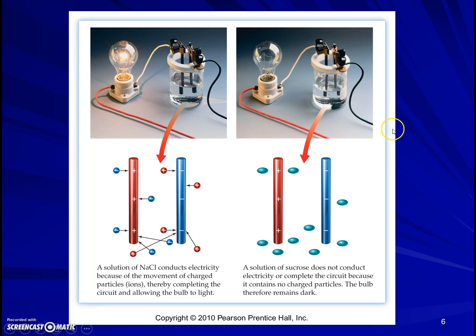Here's an example of what I mean. We've got a light bulb hooked in a circuit with a battery that's kind of off camera here. In order for the electricity to travel and light the light bulb, it has to go through this water solution. In this water solution is sodium chloride, and we have ions, and that allows for electricity to be conducted.